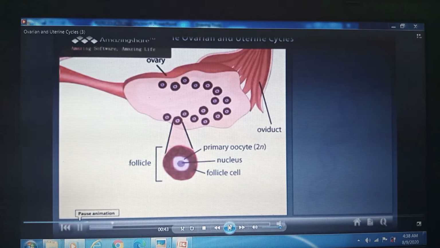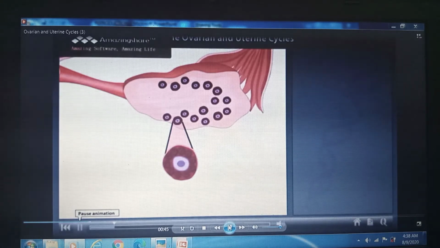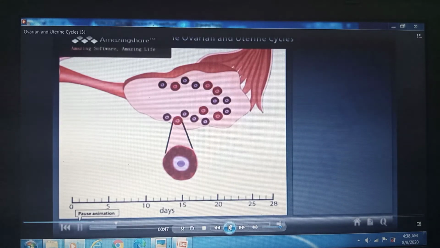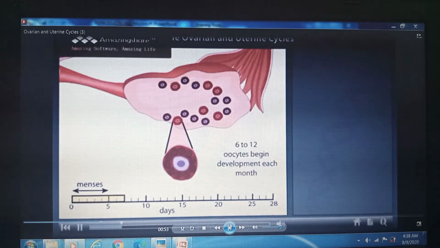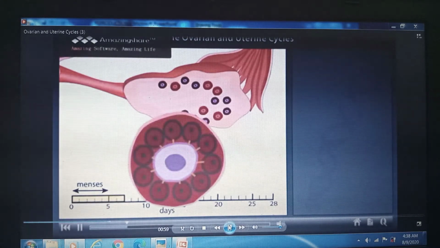An ovarian cycle lasts about 28 days, beginning at the first day of menstruation or menses. During the first 7 days of the cycle, 6 to 12 primary oocytes begin to mature. As the follicles develop, the follicle cells communicate with oocytes and pass them nutrients through pores called gap junctions.